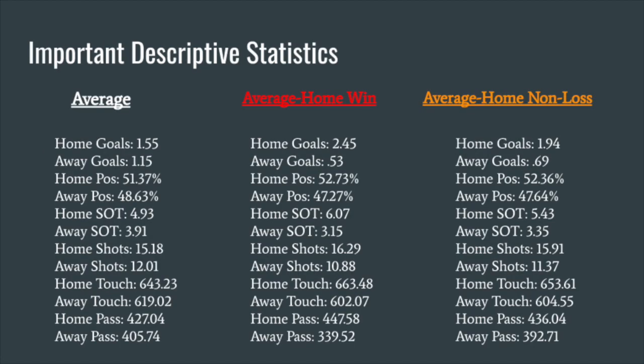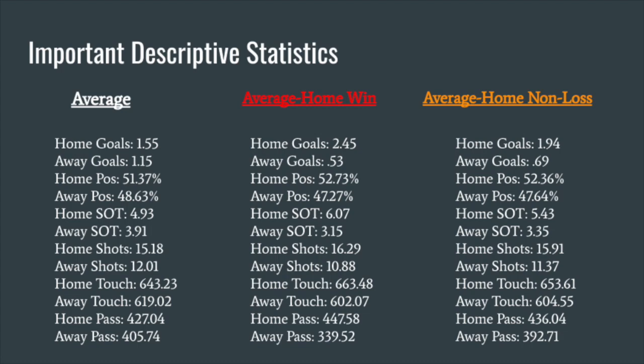In terms of descriptive statistics, we decided to find the averages of the columns and came up with these results. We can see that some features are higher for the home teams for wins and non-losses when compared to the average, such as home touch, home possession, home shots, and lower values for away pass and away touch. Might suggest a good strategy might be to purely break up the opponent's play.